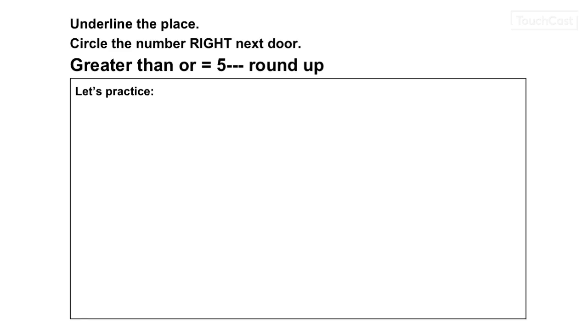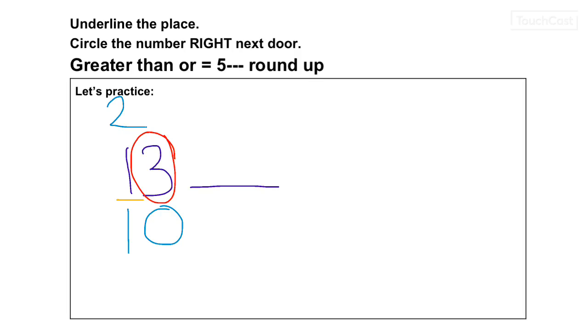Let's try the number 13. All right, the number 13, let's underline the place. Again, we're rounding to the tens. 13 has 1 ten and 3 ones. I'm going to circle right next door, which would be the 3. So the 3 is going to tell me what to do. Now, before I can decide what to do, which two tens is 13 between? What are my two options? So it can either round down to 10 or round up to 20. I don't know if you've noticed this, but this number, 1, and this number have been staying the same. So pay attention to that.